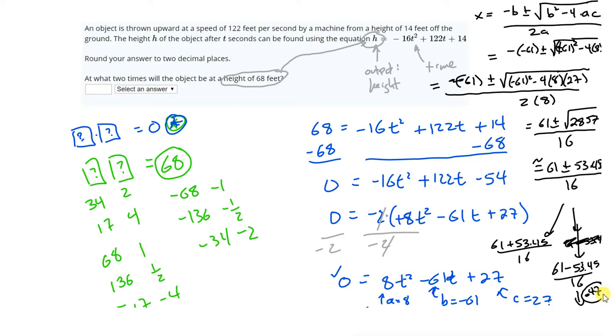Now, what about the other value? 61 plus that number, so 61 plus the 53.45, divide by 16, and I'm getting about 7.15. So over here we're getting about 7.15 seconds. Again, we're not getting whole numbers in this case, we're getting decimal approximations, but that's okay. All right, so that answers our question. But again, the idea is we're doing application problems now with quadratics.